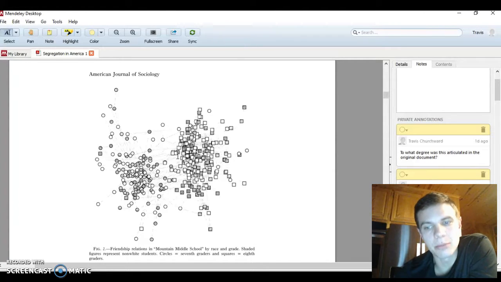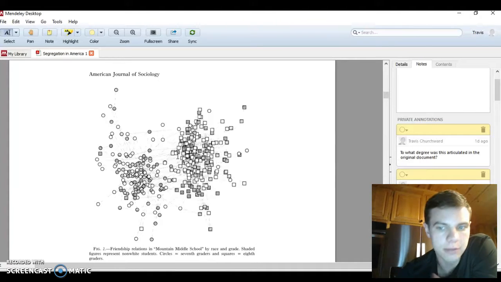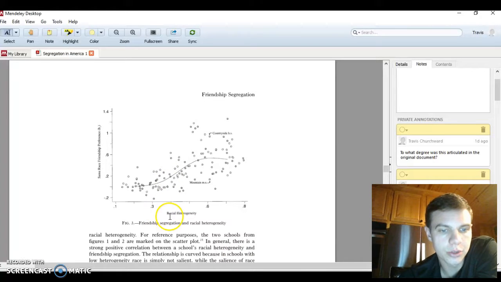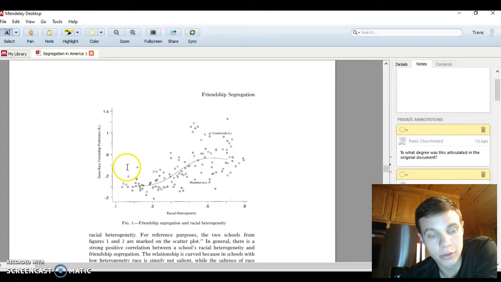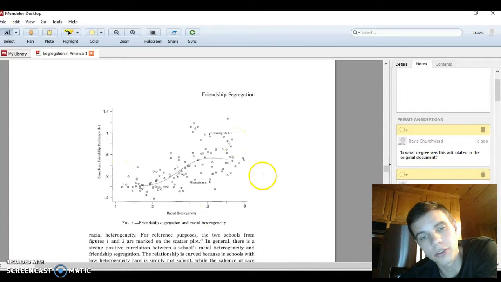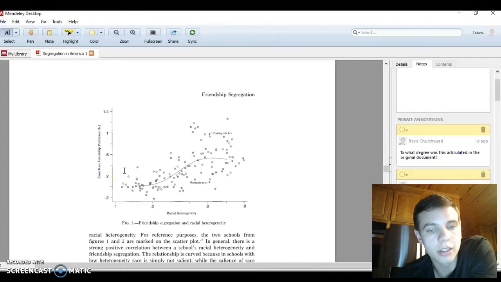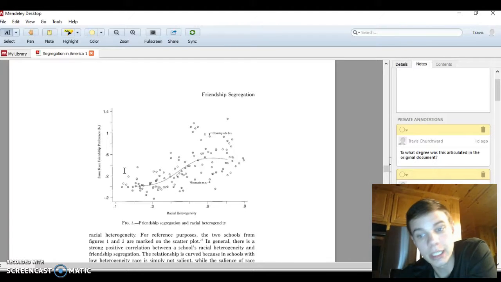They used these as examples to talk about reasons that friendship segregation happens in schools. One of their key findings is shown in this graph that shows that as racial heterogeneity increases from 0, which is very segregated, to 1, which is much more integrated, it could never be exactly 1, but closer to 1 is more integrated, how same race friendship preferences change.